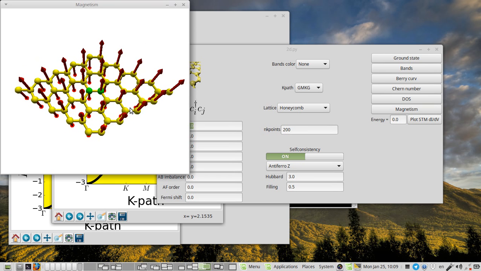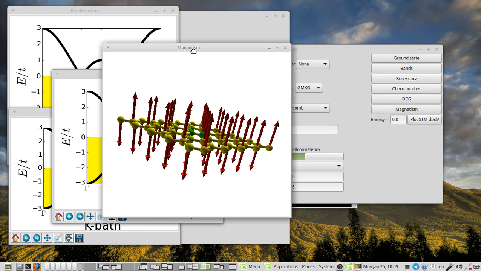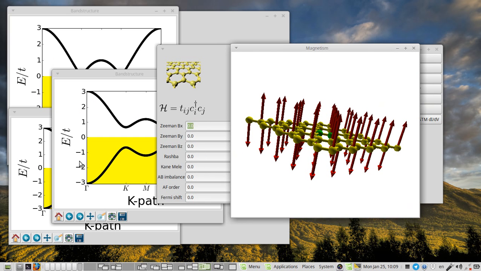The important part is that this transition from non-magnetic to antiferromagnetic doesn't take place at any U. So you have to put a U larger than 2.2, 2.3 to get this transition between semi-metallic and insulating behavior.